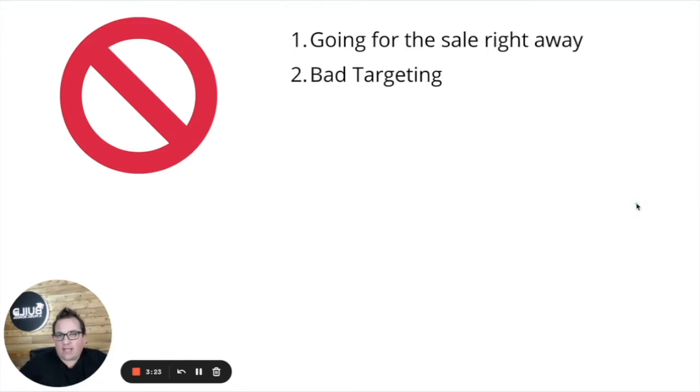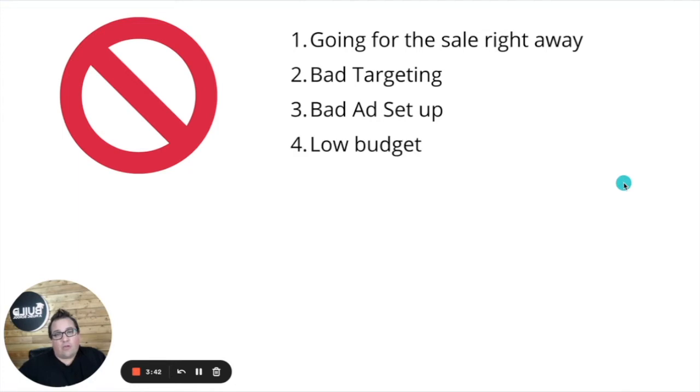Next, bad targeting. A lot of people think, well, I live in Toronto, so I'll just target the whole of Toronto. It's not the way to do it. Number three, bad ad setup, going for the wrong types of audiences and the wrong types of objectives in Facebook or Instagram, that can really make your ads suffer as well. Number four, low budget. You're not going to have great success if you're only prepared to pay $3 a day or $10 every week or something like that. If it's just too low, you're not going to get the results.